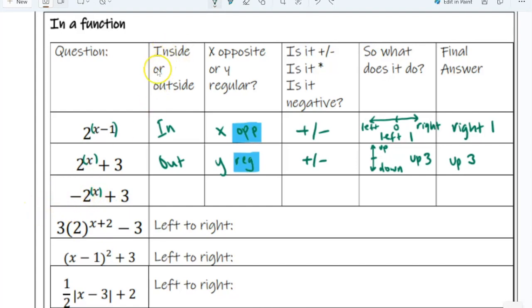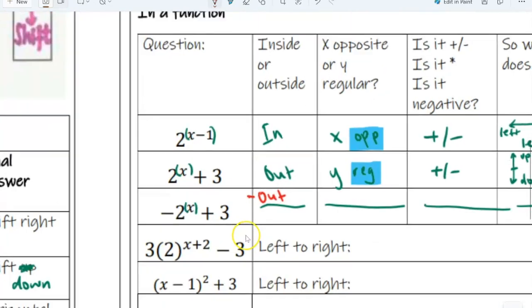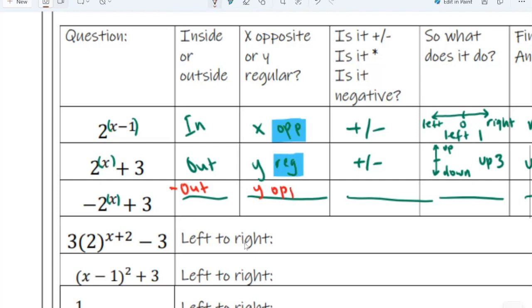So again, is it inside or outside? We can split this up into 2, just so we don't get confused. The top part is going to be the negative. So this is out. The negative part is what I'm looking at. Negative says it's opposite no matter what. So that's what we have to go with. Y opposite. Again, why is it y opposite, not y regular? Because it's opposite no matter what. So this is y opposite.